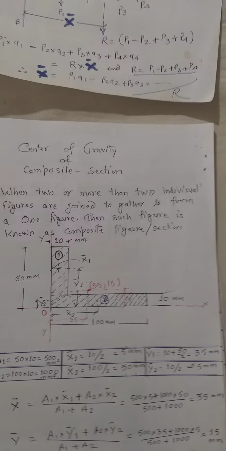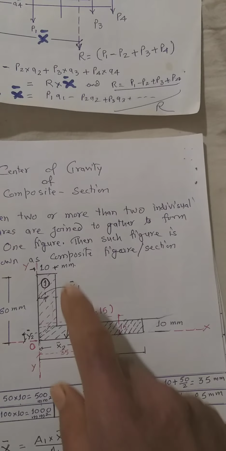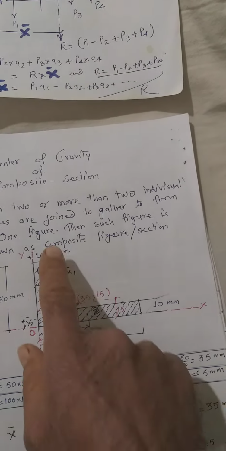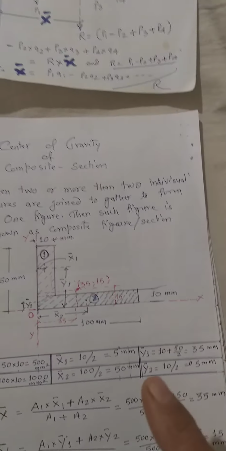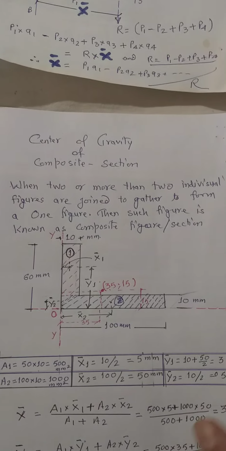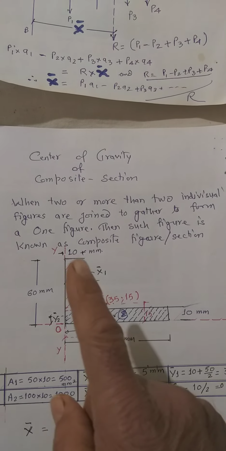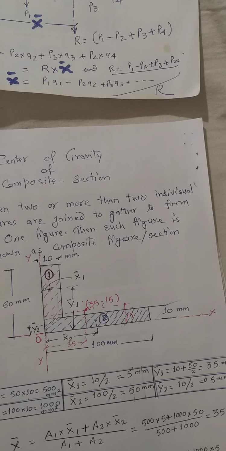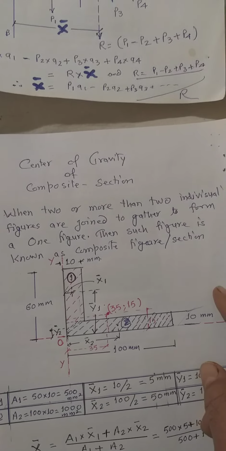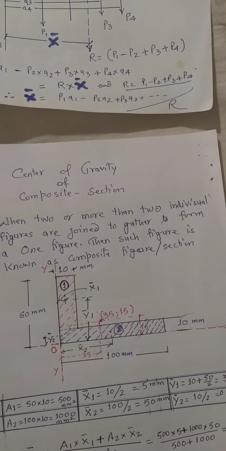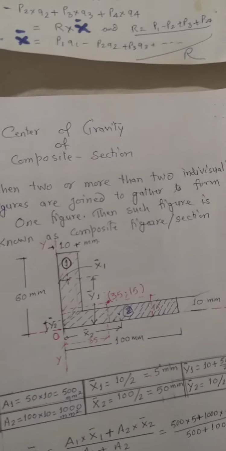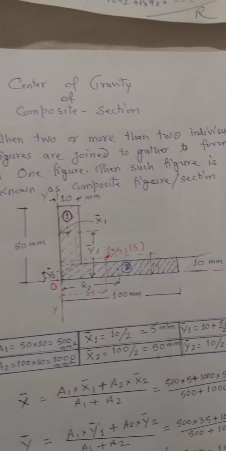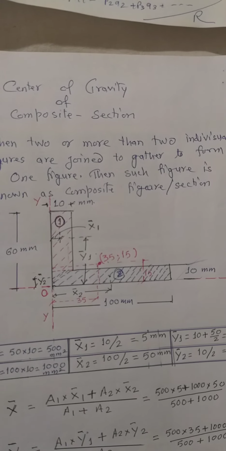Here I am talking about two individual rectangles. One is this rectangle, another is this rectangle. When both are joined together, it makes one section, and we can call this an angle section. Means now this is a composite section. So when we talk about the composite section, how to find out the center of gravity of this composite section?